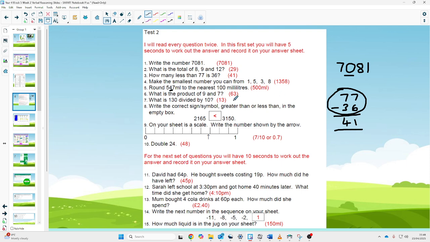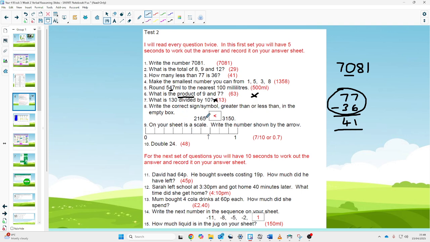So that's the rule. 9 and 7, and I'm sure many of you may have been thinking quite hard about the word product, making sure you remember that it means times, not add. What's 130 divided by 10? Of course it's 13. You could use the inverse to double check. 10 13s, of course 130.